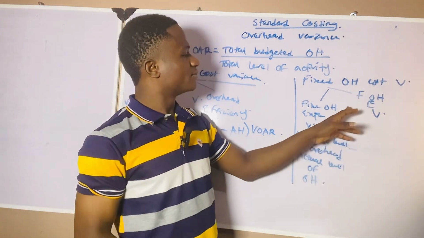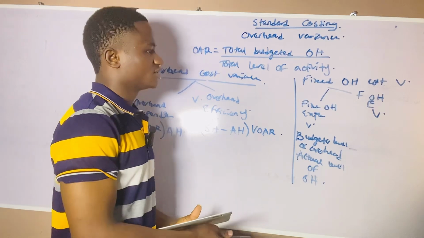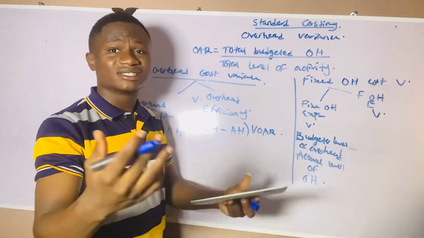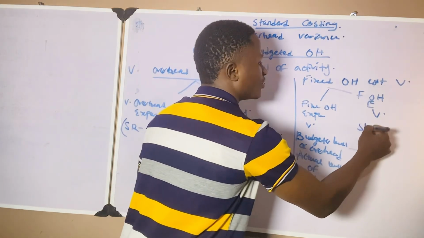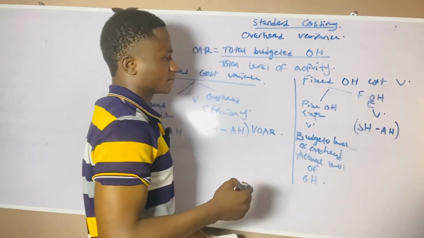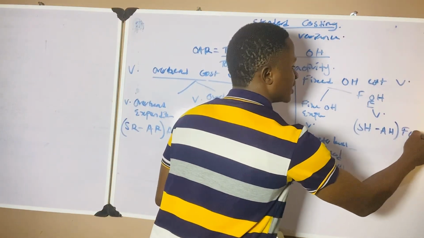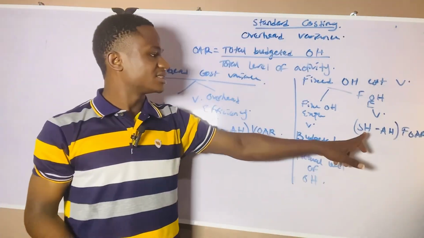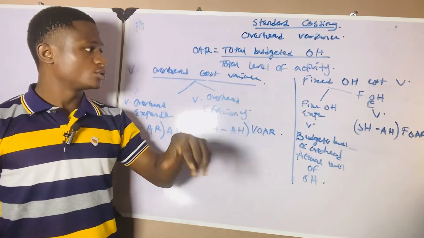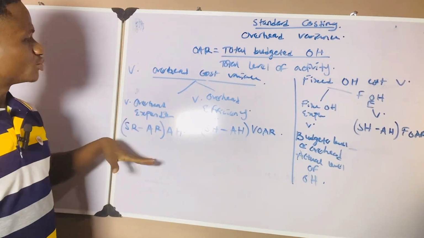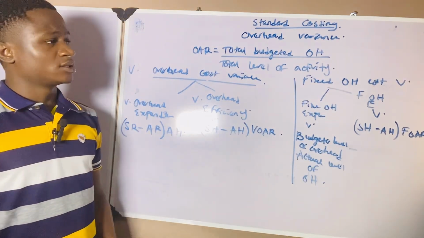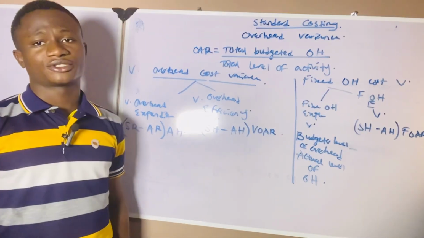The fixed overhead efficiency variance is simply, as I said earlier, whenever you're dealing with efficiency, it has to do with hours. So standard hour minus actual hour, multiplied by the fixed overhead absorption rate. Don't worry, when we take a question now, you will see how we apply all these formulas, how to calculate them, the patterns they follow, and let's go ahead and take a question.